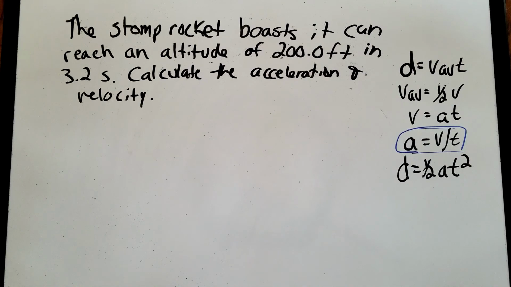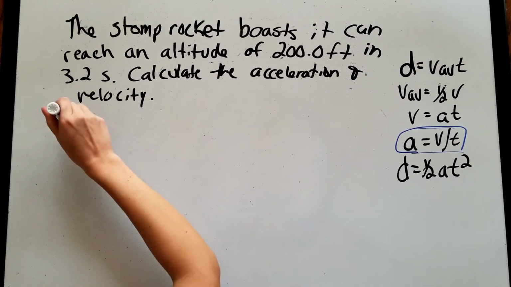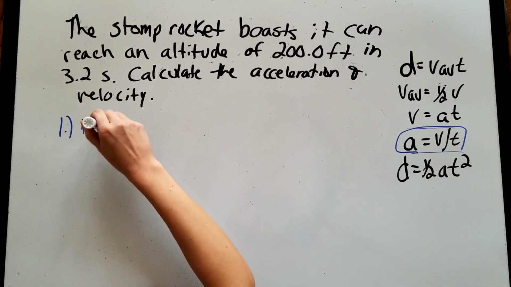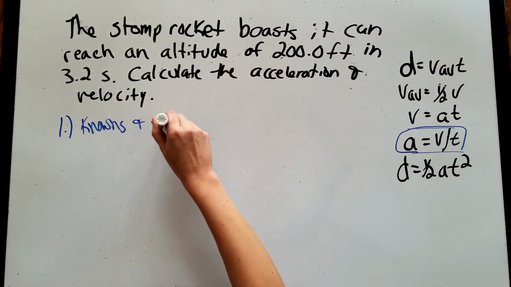All right, so we're going to do it systematically. Last time I didn't number the steps, so let me number them this time. The first step is to write your knowns and unknowns.